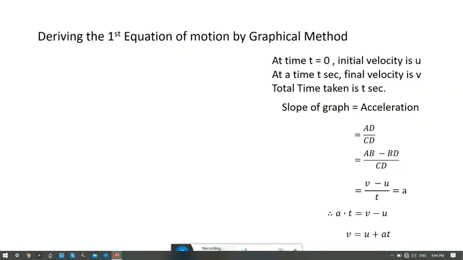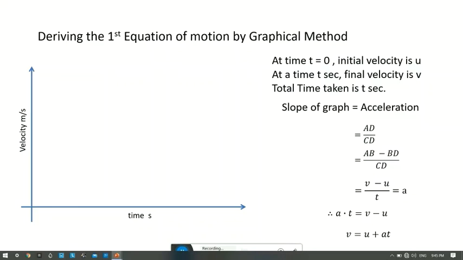Similarly, we can derive the first equation of motion by graphical method. For that, consider velocity time graph. So time is taken on x-axis, velocity is taken on y-axis. Velocity is measured in meter per second while time is measured in second. O be the origin, and this is a straight line which is the graph.